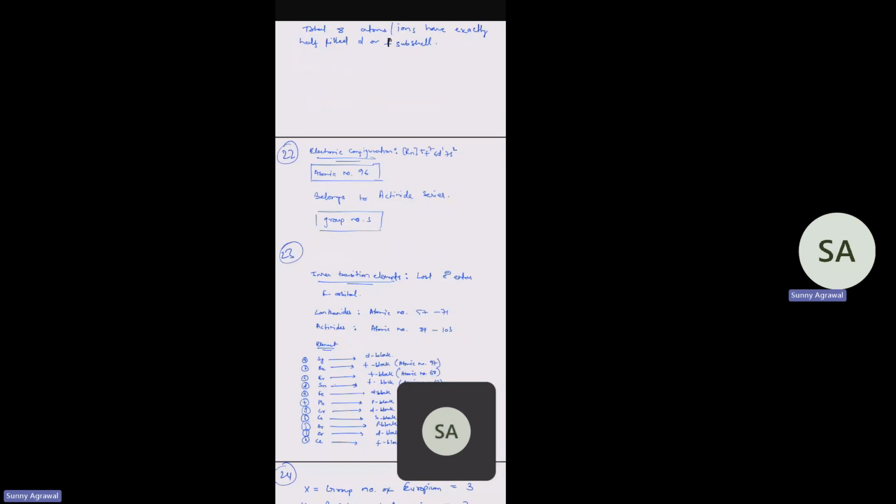Electronic configuration is mentioned. We have to identify the group number. Okay, so we can easily see, based on the electronic configuration, that it belongs to the actinoid series, and its group number will be 3. Lanthanoid and actinoid are present in group number 3. Okay, so the answer is 3.